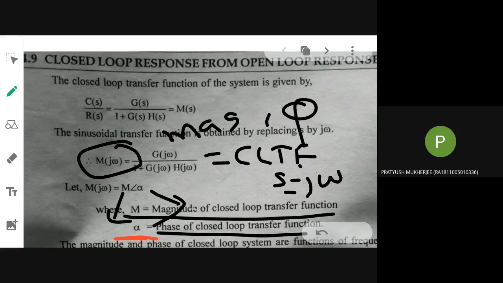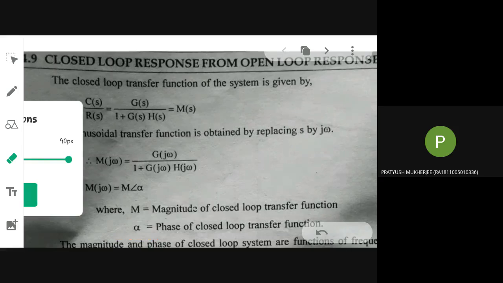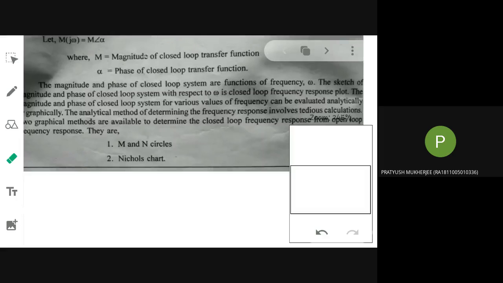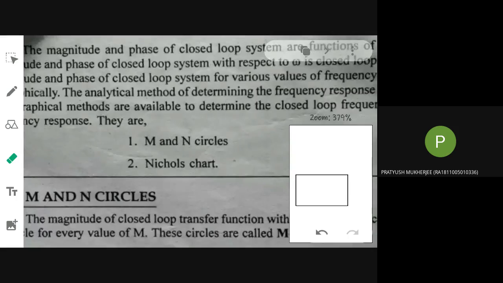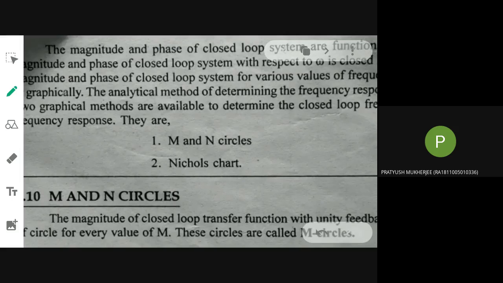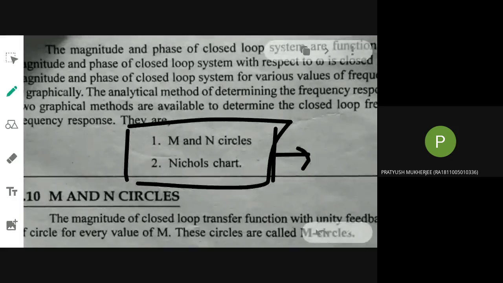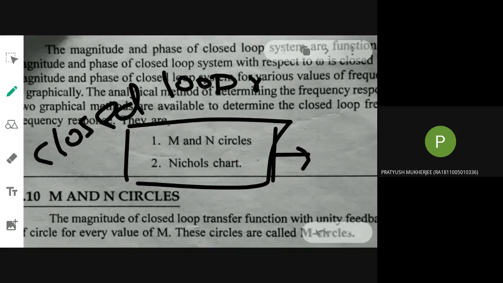Now the next thing is you need to know what are the various plots with the help of which you will be able to obtain the frequency response of the same. So they have denoted here two methods for obtaining a closed loop response of the system. Earlier in all the problems we were discussing how to obtain the frequency response of an open loop system. Now we are going to do it for a closed loop system. So what are the two methods that are available?